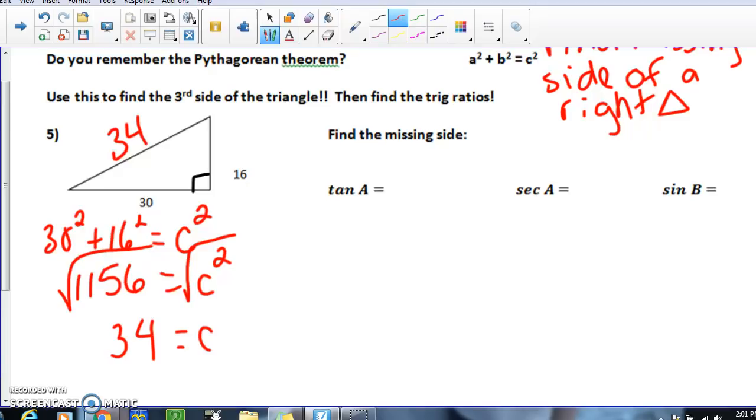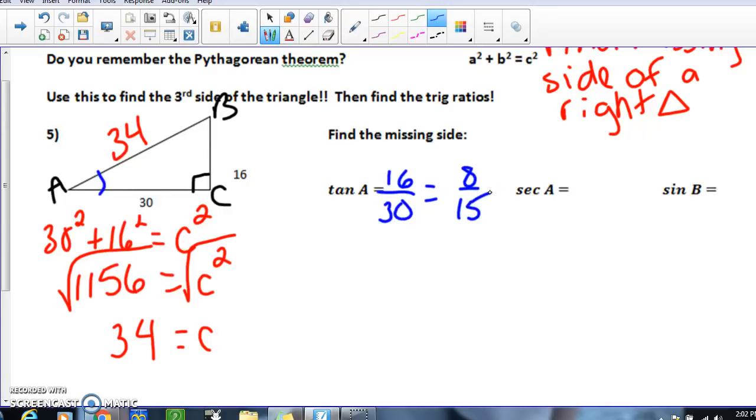The first thing I asked you for was the tangent of A. That's where you have to know your ratios: tangent is opposite over adjacent. Yours are labeled A, B, and C, but mine were not, so let me throw that in there. The tangent of A, A is right here. Tangent says opposite over adjacent, which in this case would be 16 over 30. Now, something that happens in this ratio that did not happen on the front: this ratio can be reduced. If you can reduce them, you should reduce them. So if I reduce this one, it becomes 8 over 15.